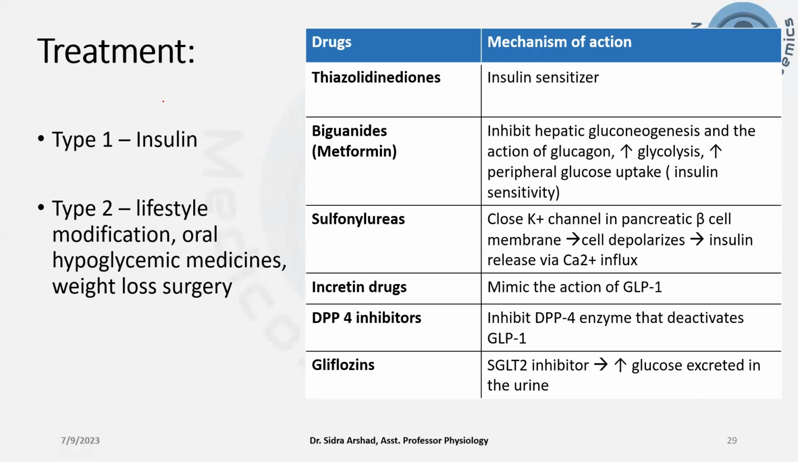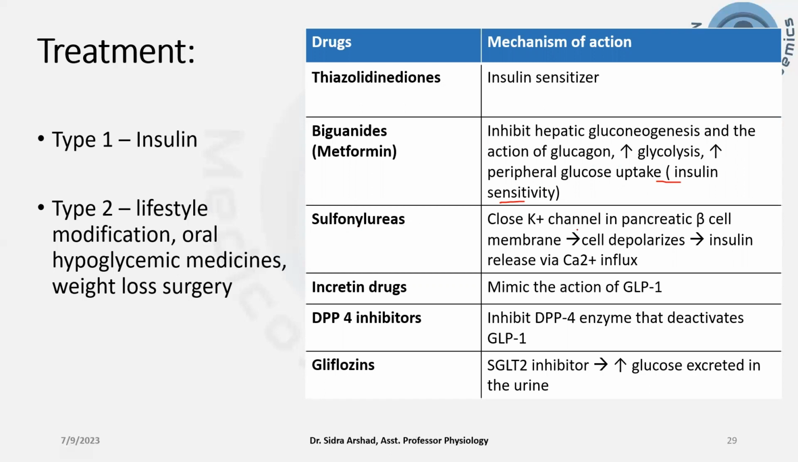Some of these drugs are thiazolidinediones, which act as insulin sensitizers. Then there are biguanides, metformin, which is a commonly used drug. It inhibits hepatic gluconeogenesis and the action of glucagon. It causes increased glycolysis and increased peripheral glucose uptake. That is, it increases insulin sensitivity as well.